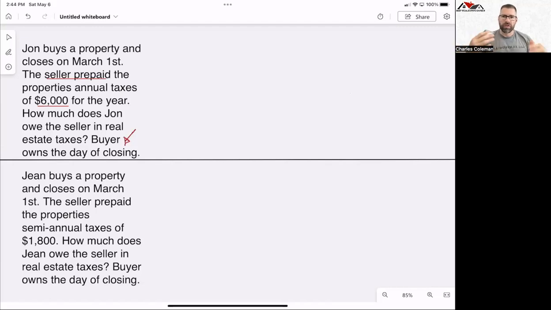So as we're doing this problem, the first thing we're going to do is figure out how many dollars for the entire year. So the dollars is $6,000. And what we're going to do now is divide it by the months in a year. So we're going to go $6,000, divide that by 12 months. And that means each month is worth $500. So as we're looking at this, the seller owned it in January and February, and so they owned it for 2 months.